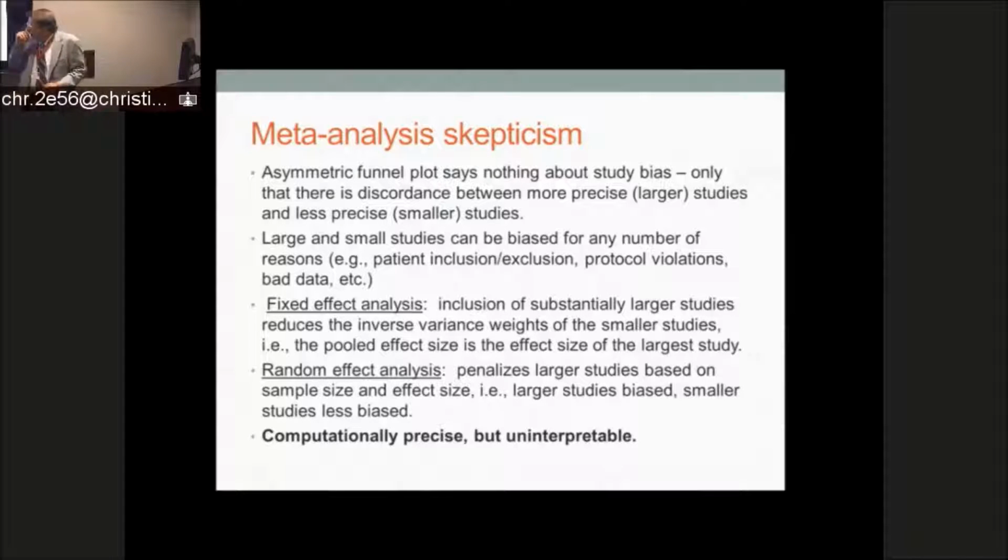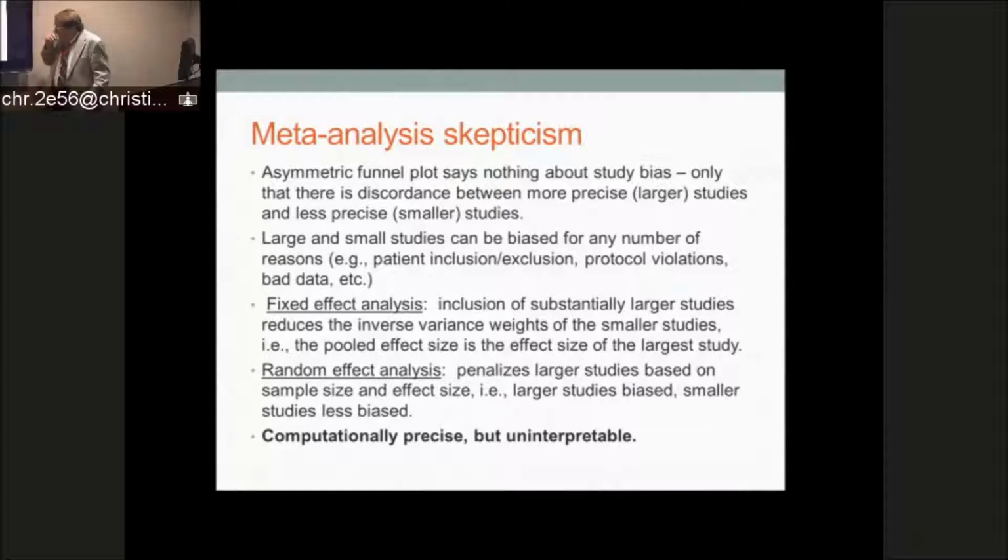Or you can include patients that you shouldn't have or should have. So there's all kinds of reasons why a study might be biased, and the fact that it's large or small doesn't really make any difference. In fact, some of the literature, the references I have, has included studies that show that even big, large studies are biased.